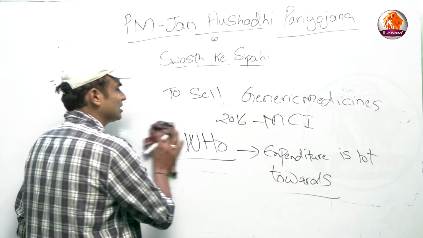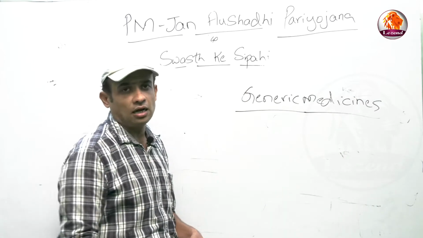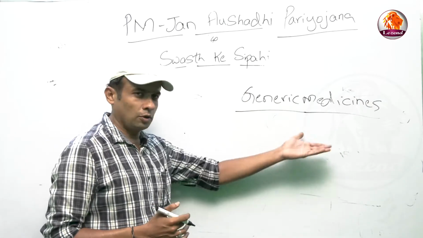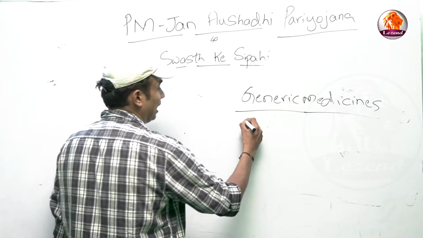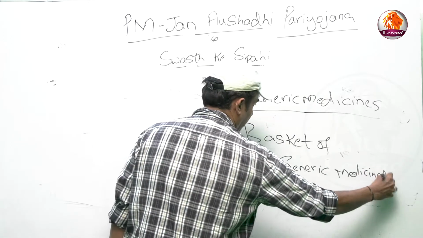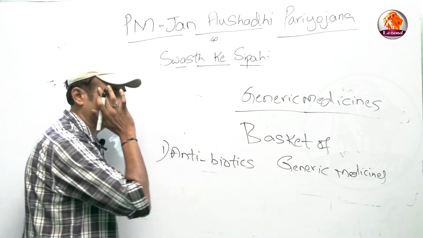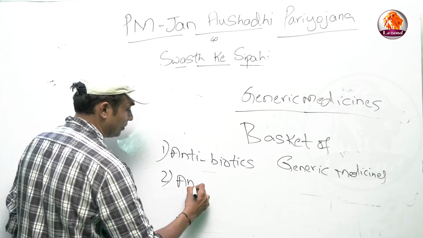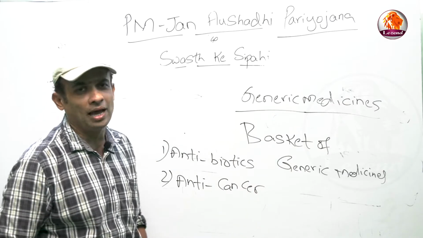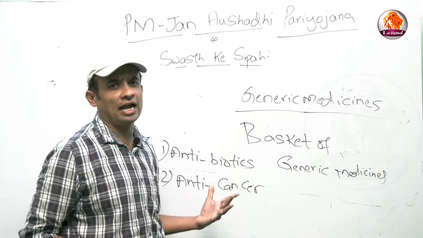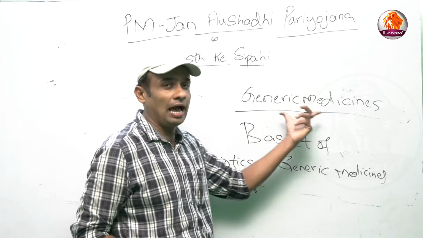Previously there were limited medicines sold under the name of generic drugs. Now so many medicines have been added. Not only that, different departments have also been added to the basket of generic medicines. Let us try to understand what they are. First are antibiotics, which are basically used to treat your bacterial infection. Second, anti-cancer drugs. Previously these were very costly and not within the reach of a common man, and many of these anti-cancer drugs have now been brought under generic medicine.